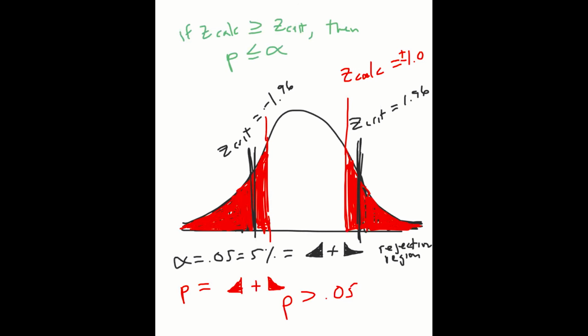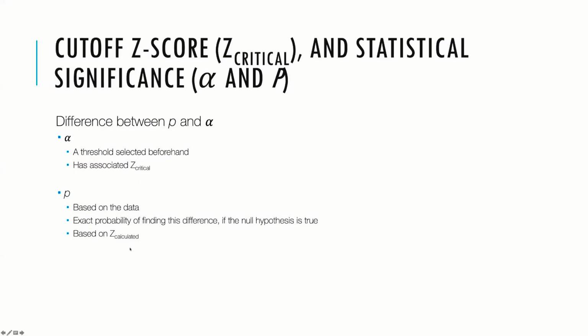I'll say that again. You cross the finish line, your z-score calculated is greater than your z-score critical. That means you're in the rejection region, which means you can reject the null hypothesis of no mean difference, which indicates a statistically significant mean difference between these two groups. So again, alpha selected beforehand has an associated critical z. P is based on the data's probability of finding this difference or greater if the null is true.